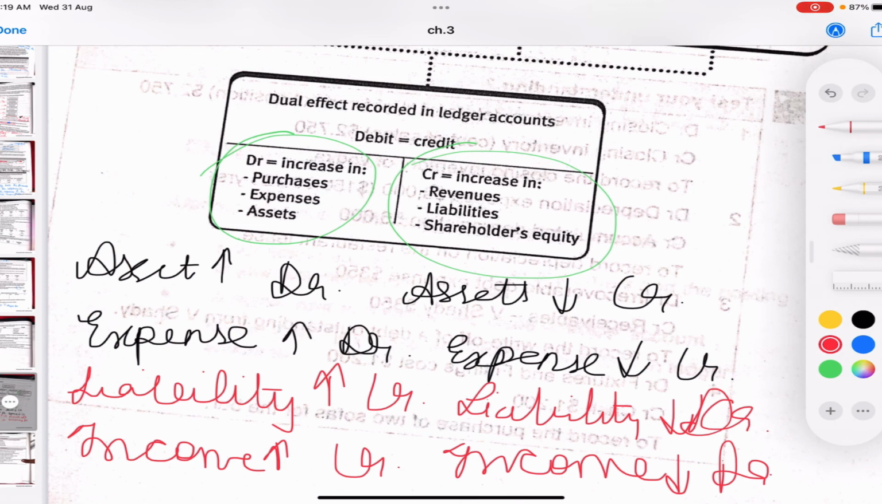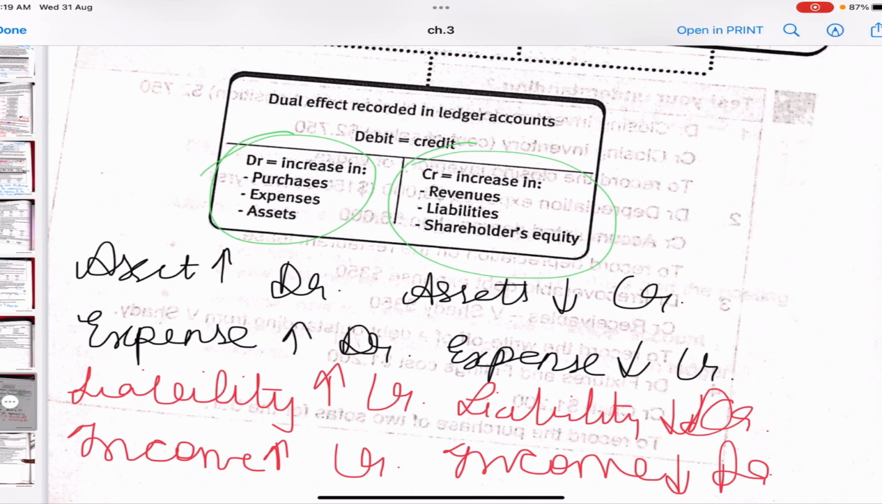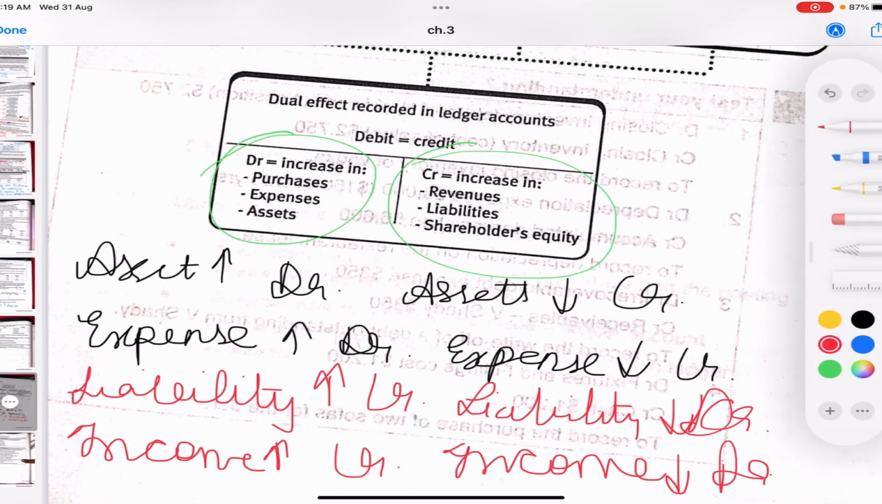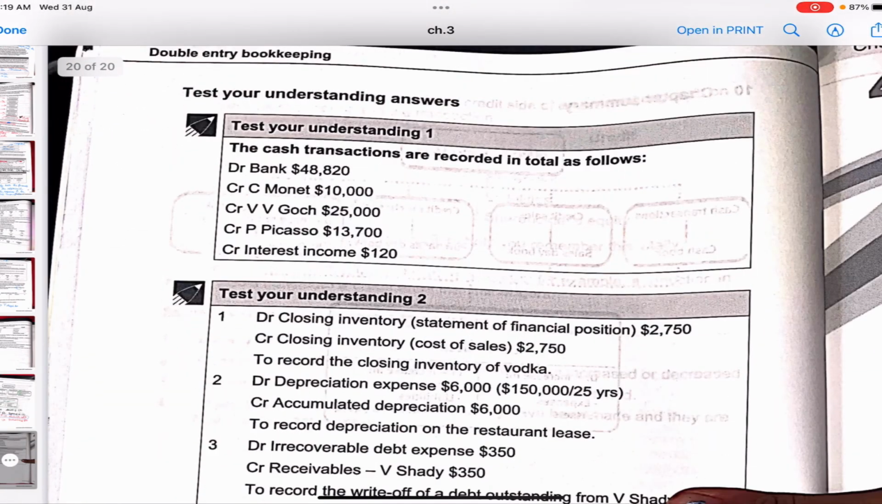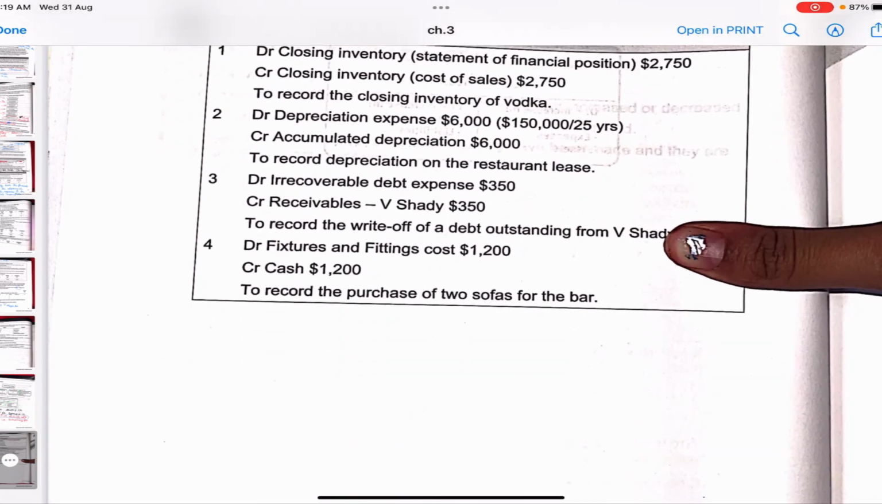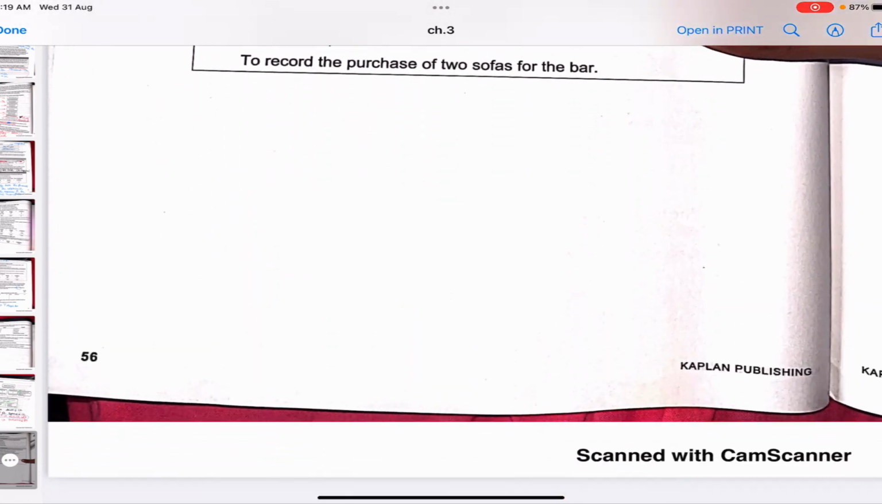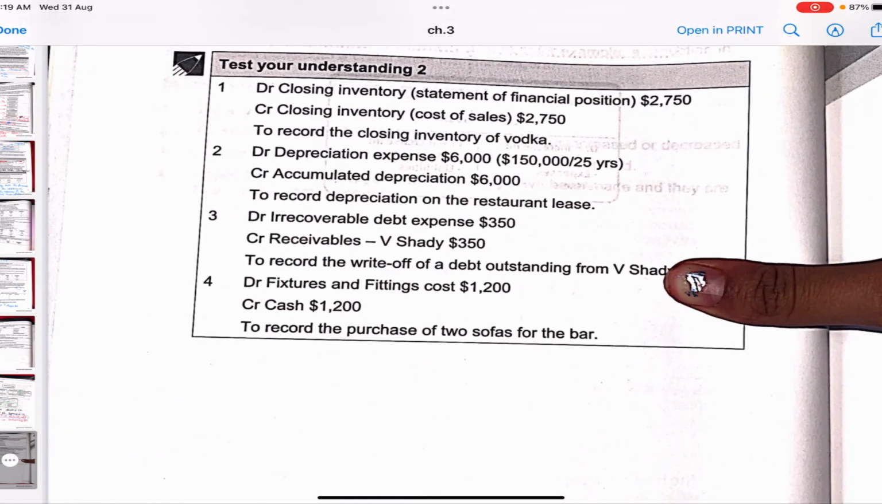I hope this is clear for you now, because I've revised this multiple times. And you also know that shareholders equity or shareholders capital is a form of liability, so the rule which takes care of the liability is the same rule which takes care of the shareholders equity. Now we have the test your understanding answers here, but I have already discussed the test your understanding, so I don't think you will have to do it right now.